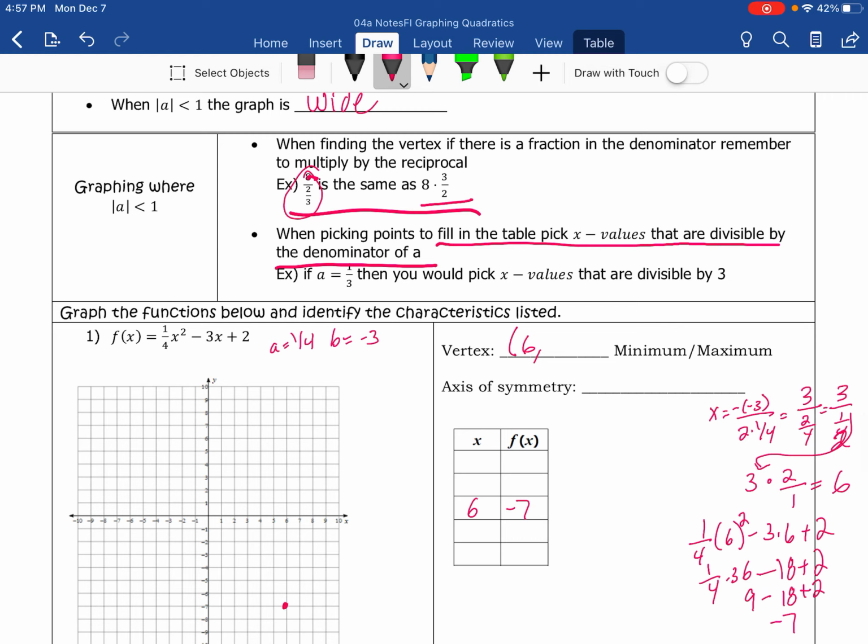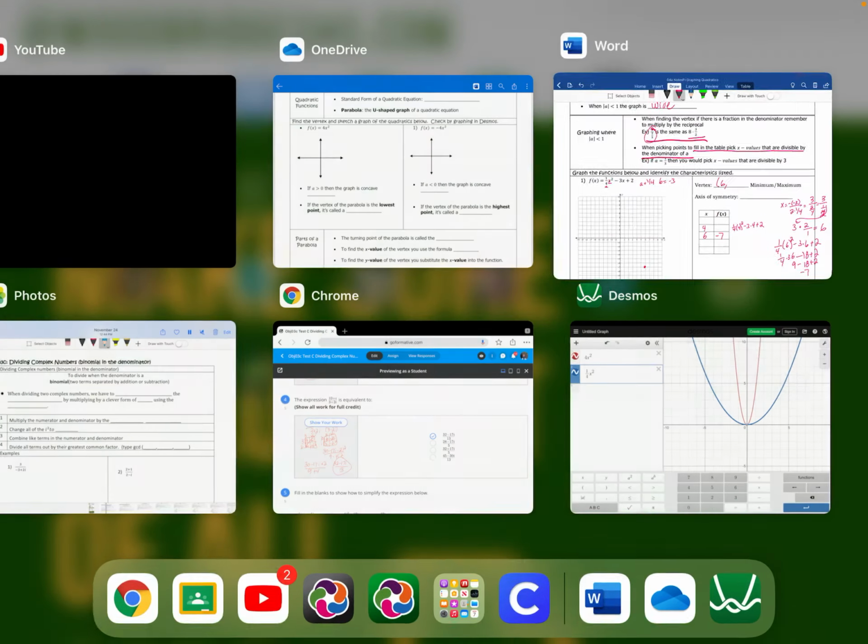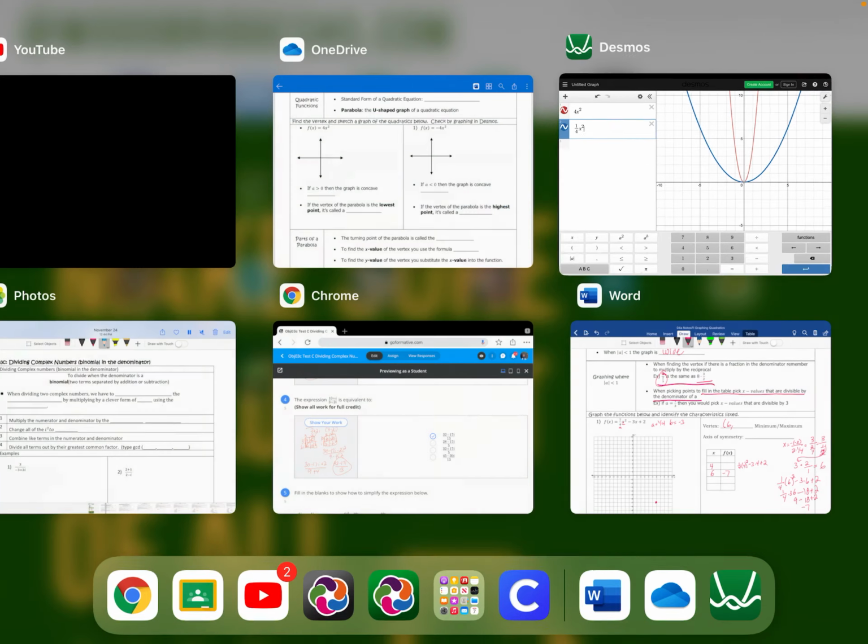So (6, -7). Okay, so let's pick 2 other points. Now I'm going to be careful with the points that I pick. I'm not going to pick 5 because 5 squared I can't divide by 4. I pick 4 because I know if I put 4 in here that these will divide out. So this is going to be 1/4 times 4 squared minus 3 times 4 plus 2.